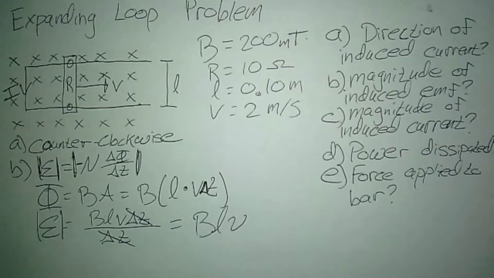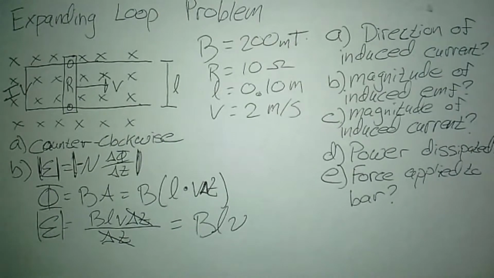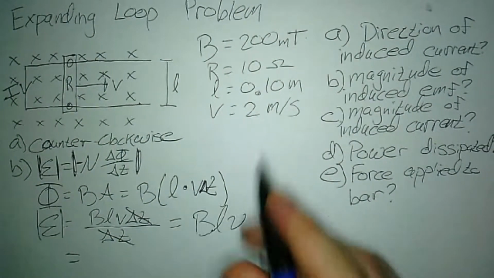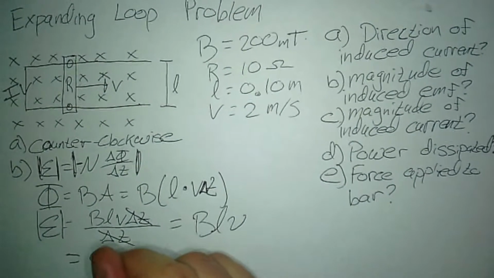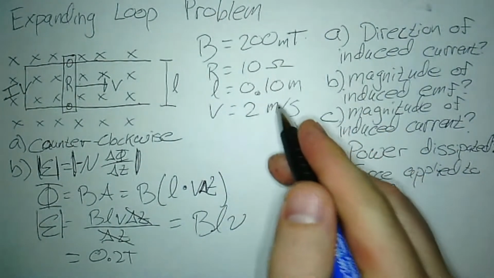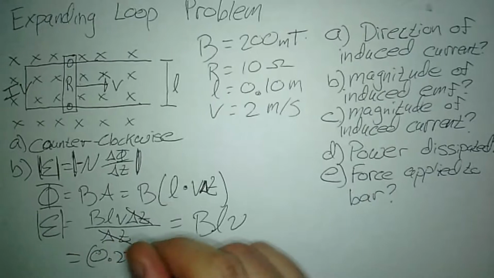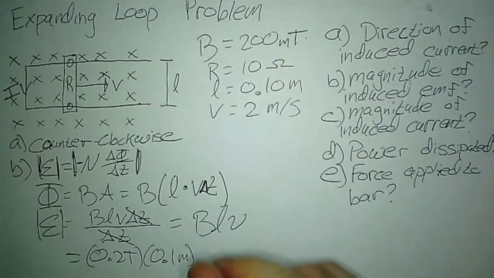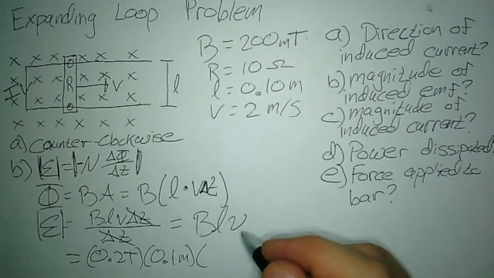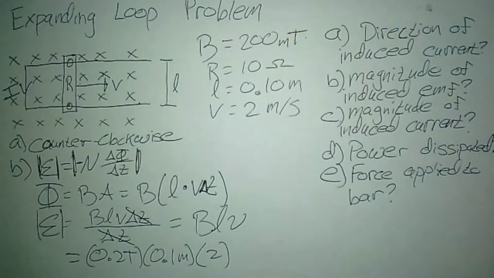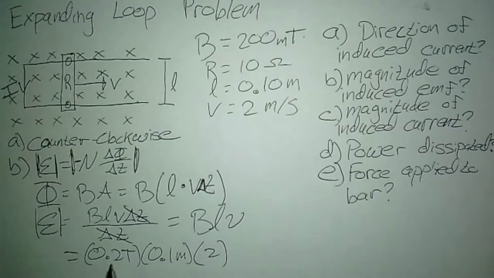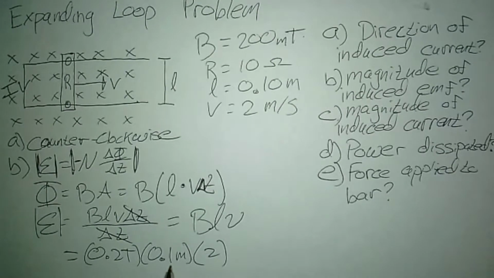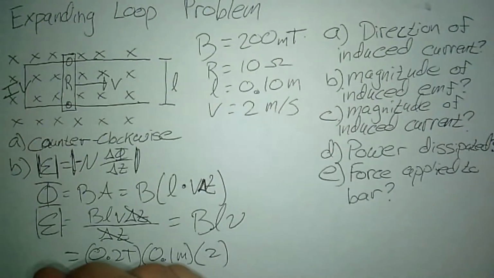If you guys want to do the math with me: my magnetic field is 0.2 teslas. The length is 0.1. I like to put all these in parentheses just so you know where things began and where things ended when I substitute, and the velocity is 2. So this is going to be 0.02. I multiply those, so 0.04 is my EMF.